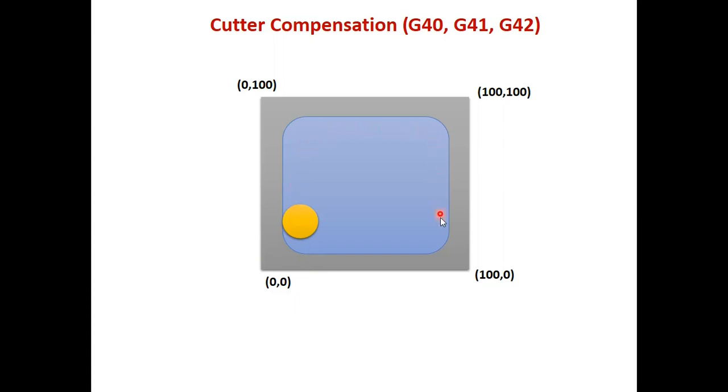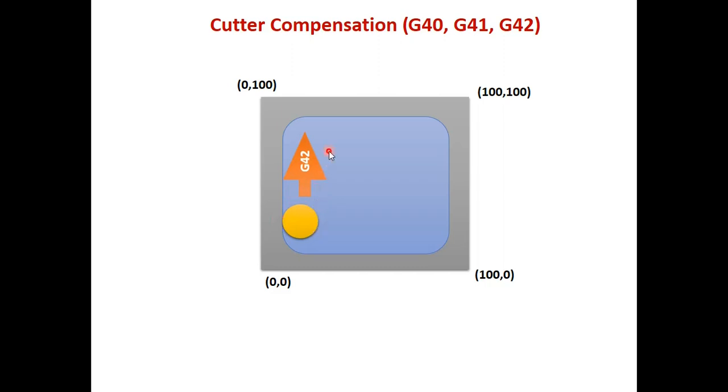So what happens? Let's see here. I'm doing a clockwise operation. But I have to see from the back side. From the back side, on the left side there is a workpiece, and right side no cutting is the tool. So cutting is happening at the left side. That's why, left side means I have to use G42.